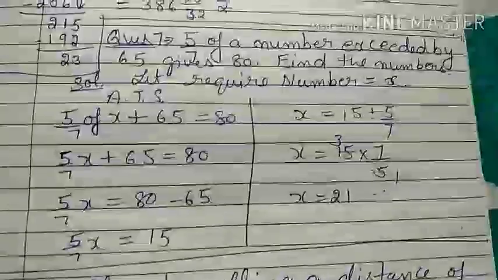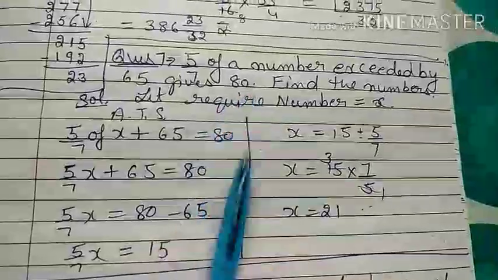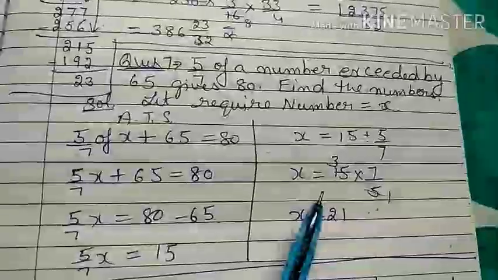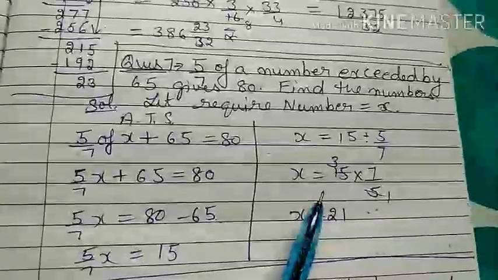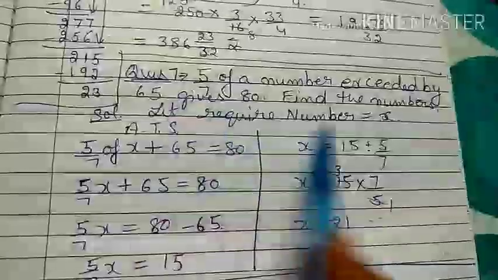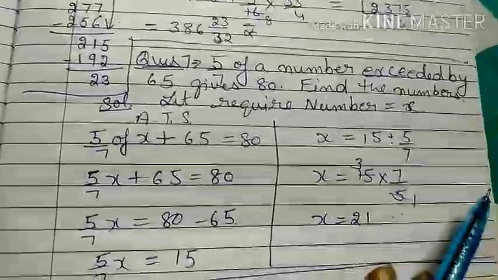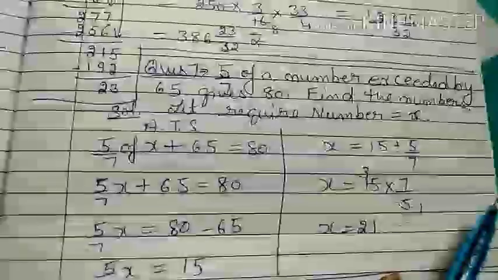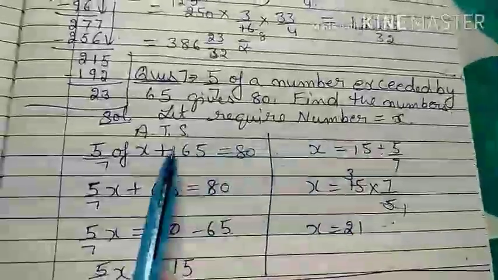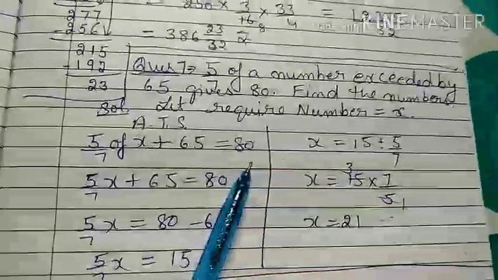Next is your seventh question. 5/7 of a number exceeded by 65 gives 80. This statement tells you that if you think of any number and take 5/7 part of that number and add 65 to it, your answer will be 80. You have to find what that number will be.